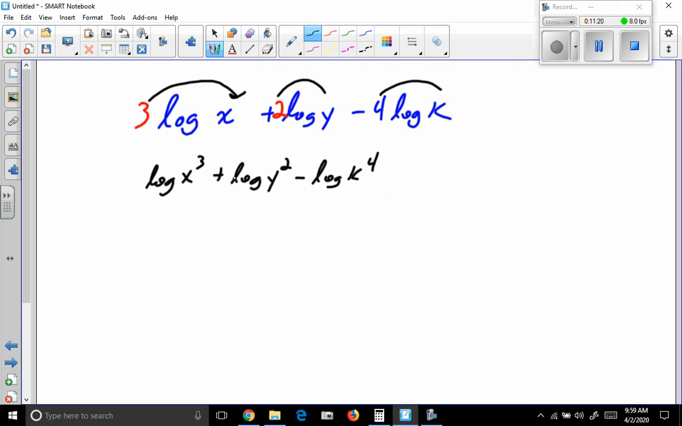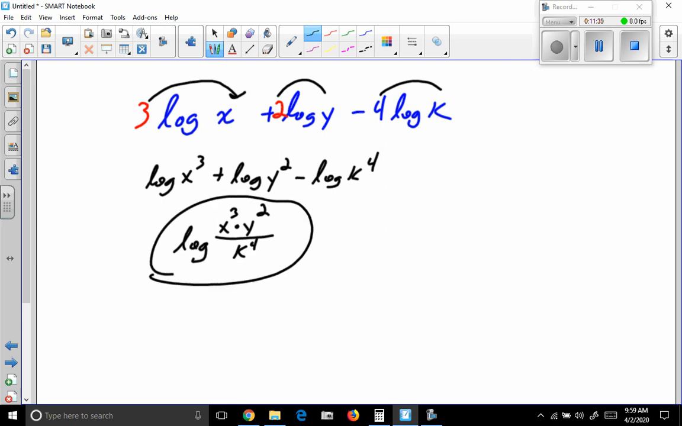Now that each coefficient is 1, we can express this as a single log. The terms that are positive, those inside pieces go as factors on top. The term that's negative, that goes as a factor on the bottom. Like that.